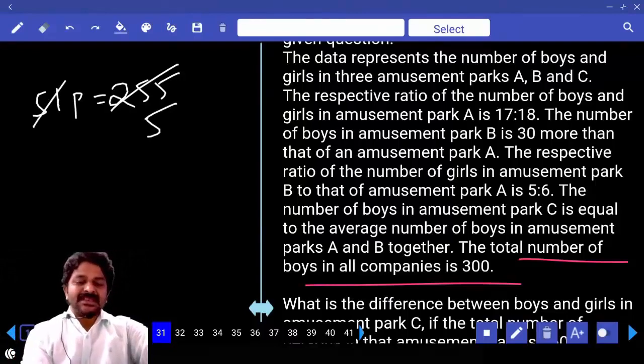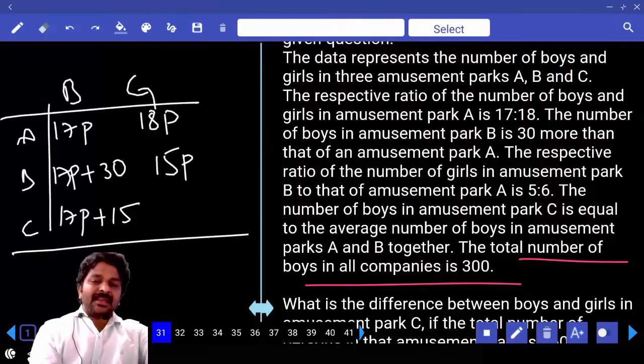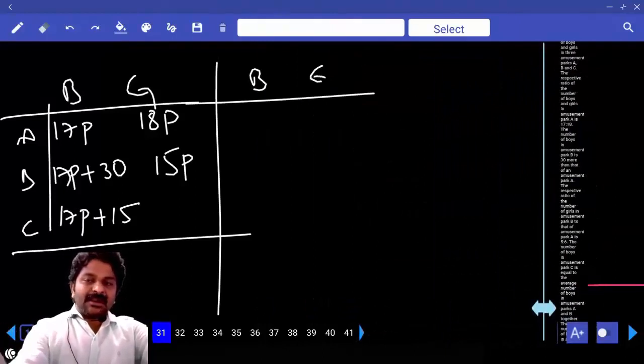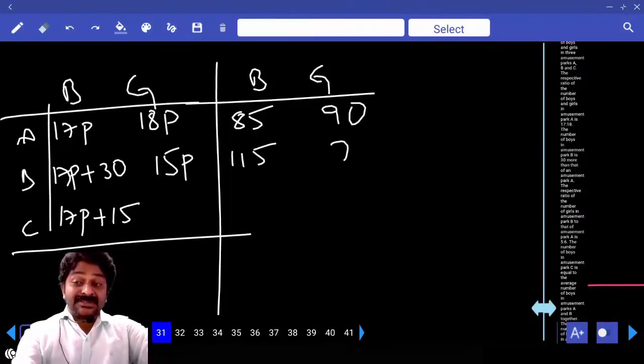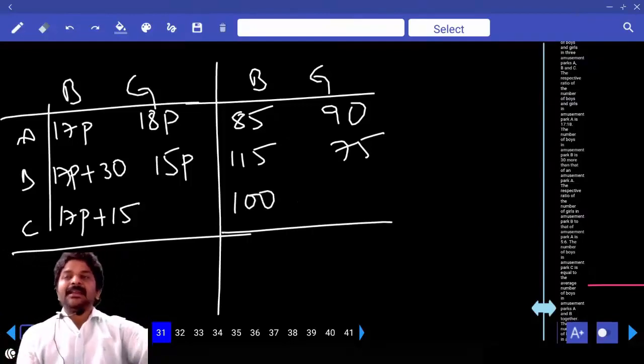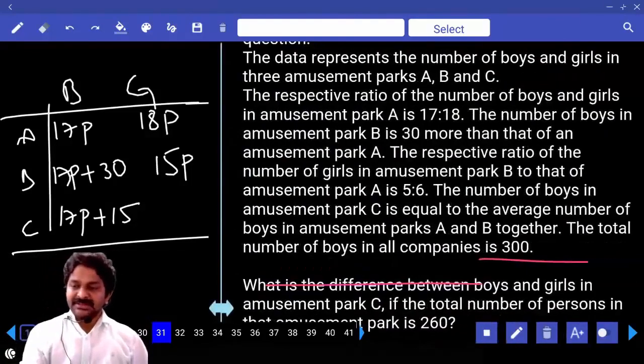51, how many times? 5 times. So one part is 5, and you can write every number now. Rewrite boys and girls. 17 5 times, 85. 90. 85 plus 30, 115. 15 5 times, 75. To this we have to add 15. That becomes 100. Clear? Now let's start the questions.